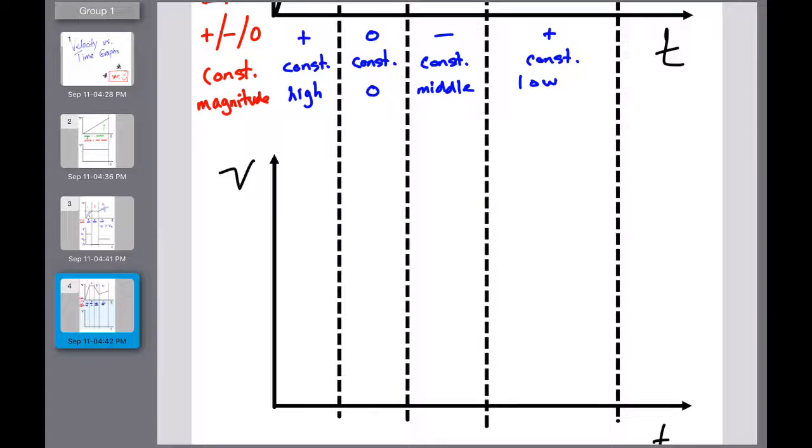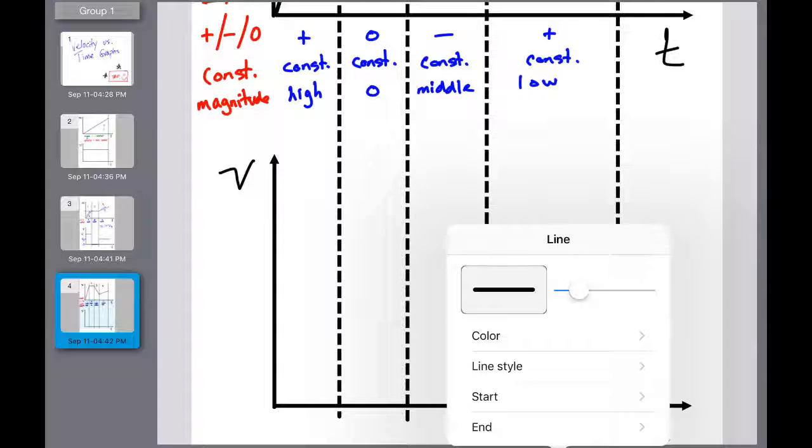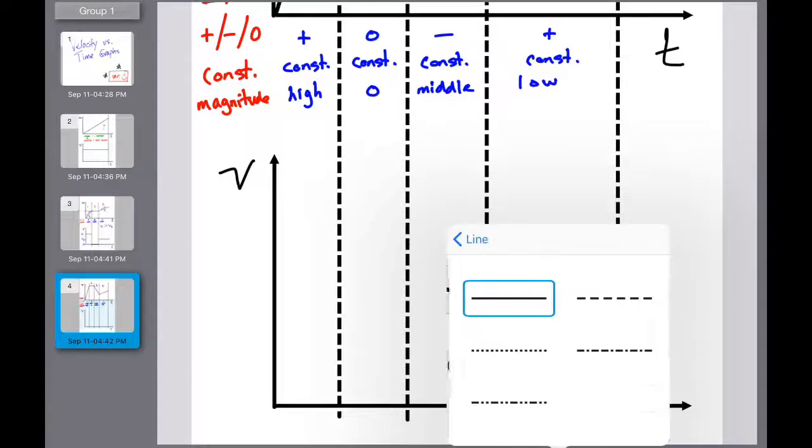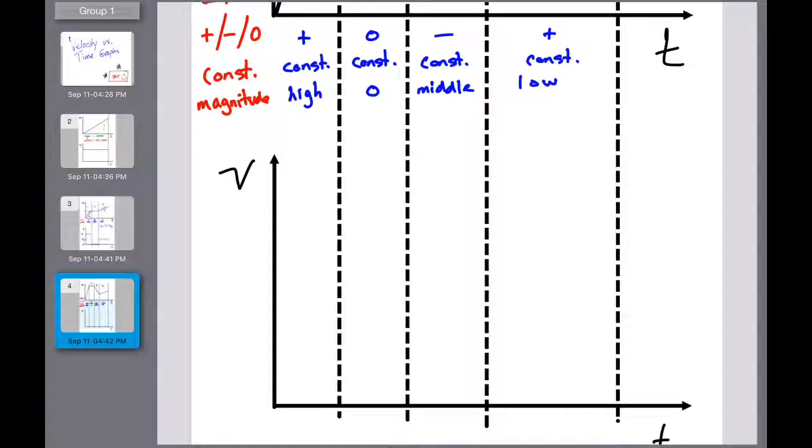So first off, I have a velocity that is positive, constant, and large. All right? So positive, constant, and large, that's going to give me probably a velocity that's somewhere up here. Now again, a 0 velocity that is constantly 0, I'm just going to draw that line, and I'm going to place that line at the 0 mark of our velocity, so right there.